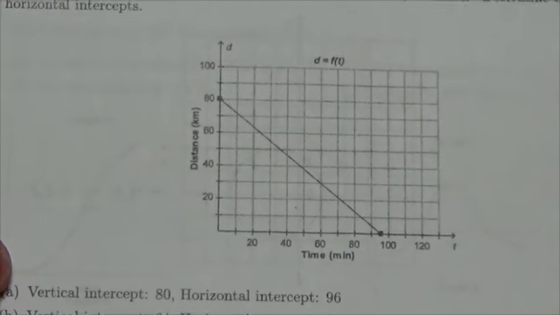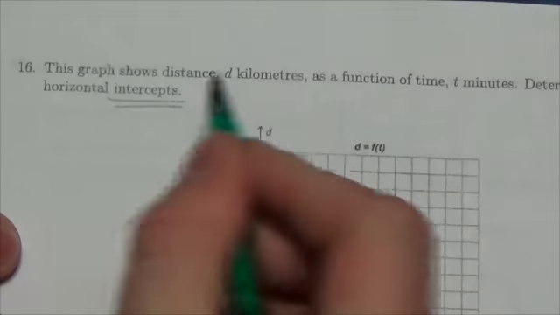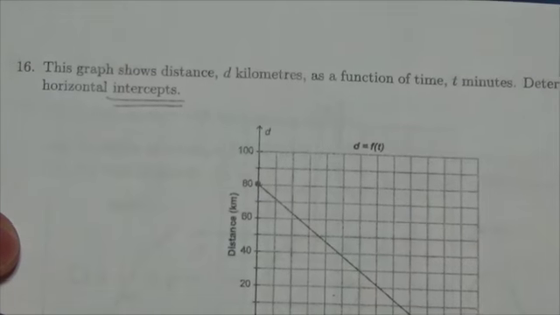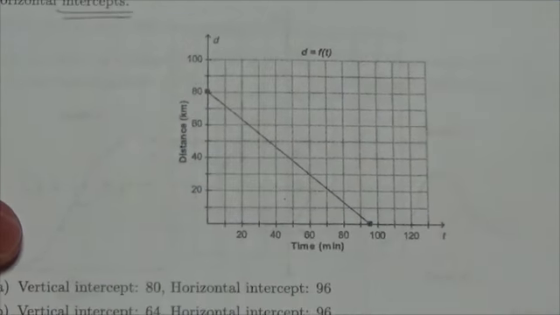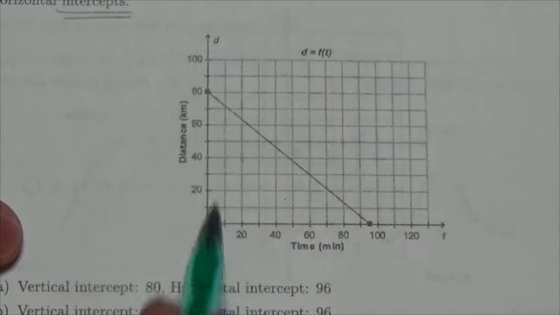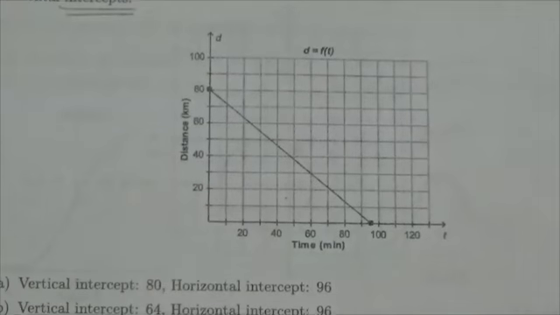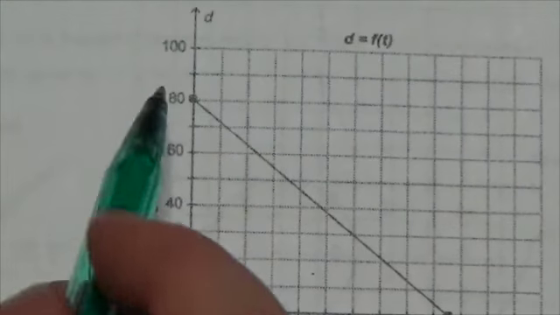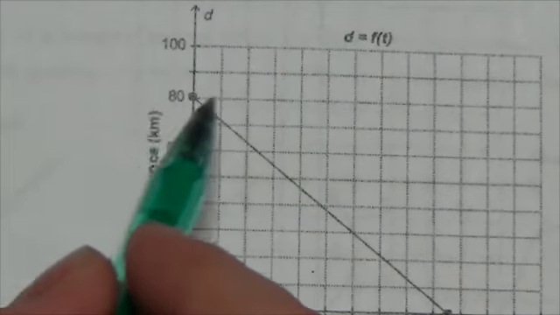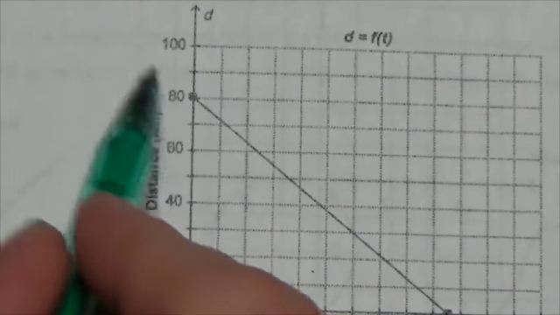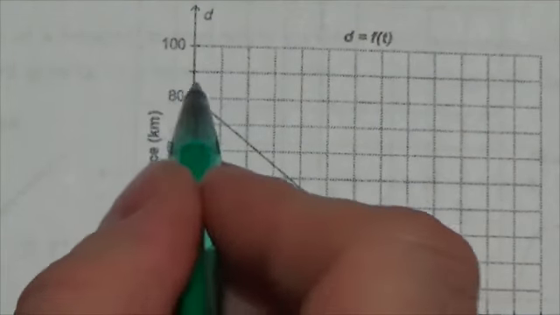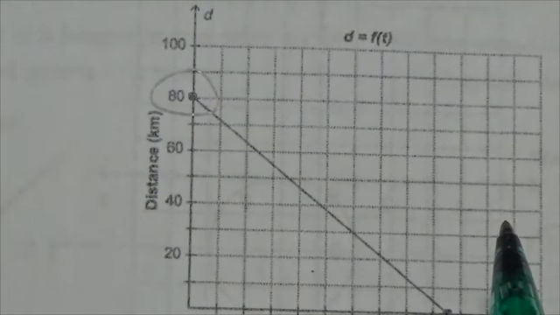Okay, so the word intercept refers specifically to where we cross the axes. Here's our vertical axis, and take a look at the function here. Look at where it's crossing. Now let's zoom in a little bit here. Notice that our function crosses this vertical axis at the value of 80.